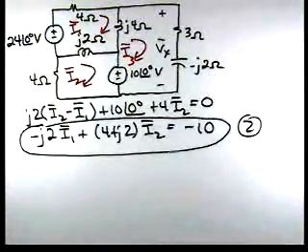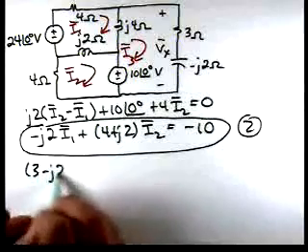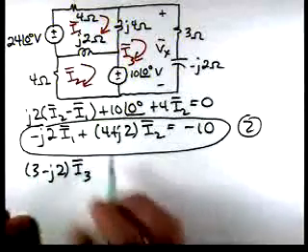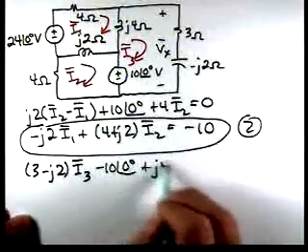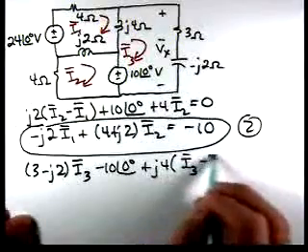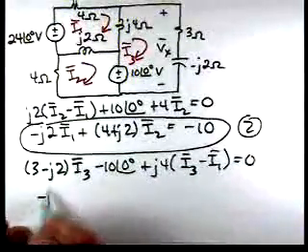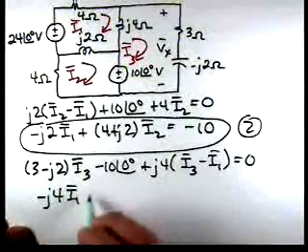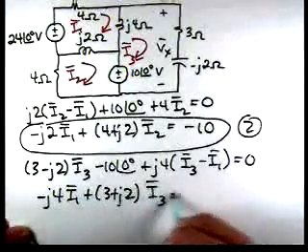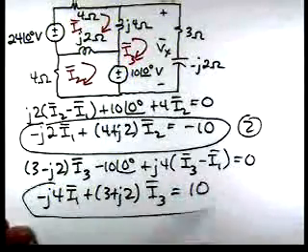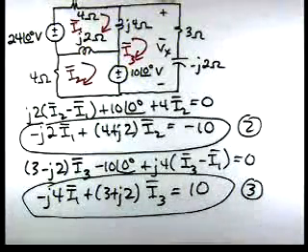Now we need to apply KVL to the third mesh. So we'll have (3 minus j2) I3 minus 10 at angle of 0 plus j4 times (I3 minus I1) equal to 0. And this simplifies to minus j4 I1 plus (3 plus j2) I3 is equal to 10. So there's our third equation.